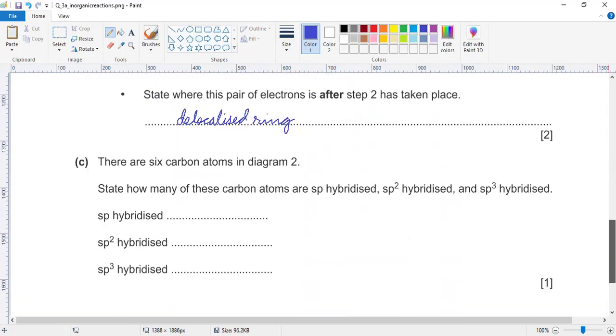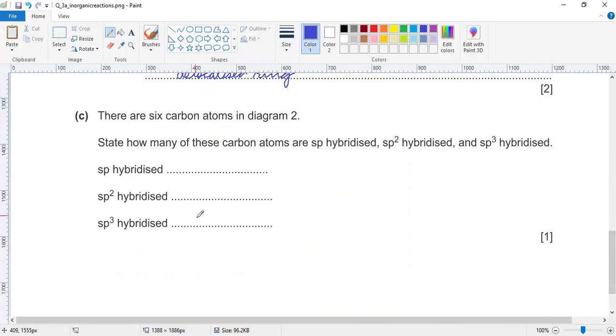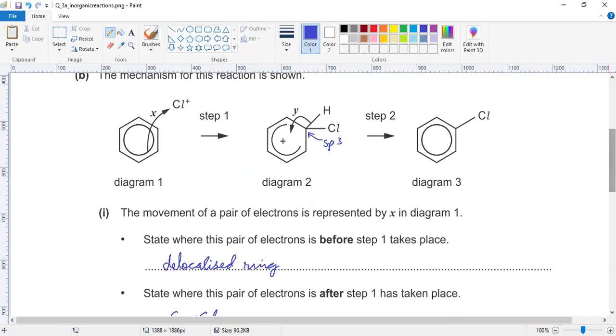So out of 6, 1 carbon is sp3, 5 carbon atoms are sp2, and nil or none of them is sp hybridized. Okay, nil or 0. So that is the answer to question C. And now come to the next part.